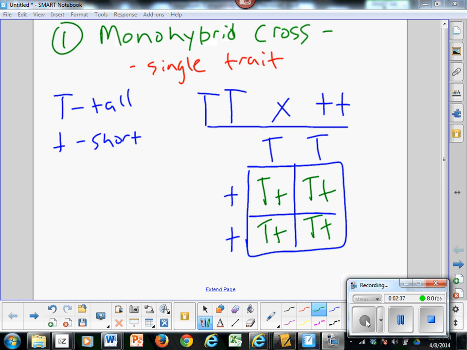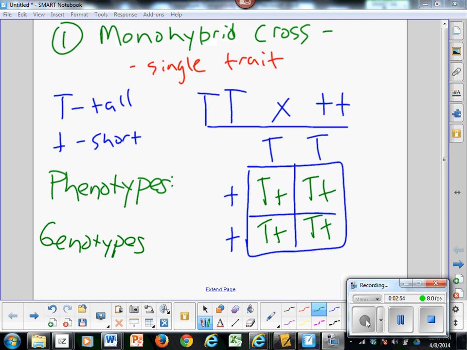I'm pretty confident that you all can do Punnett squares up to this point. Where we all seem to get lost are the differences between the phenotypes, and this was with all the Punnett squares, and the genotypes. The phenotypes are what they look like. So someone already said it, tall and short. Someone already said that they'd all be tall. Why would they all be tall?